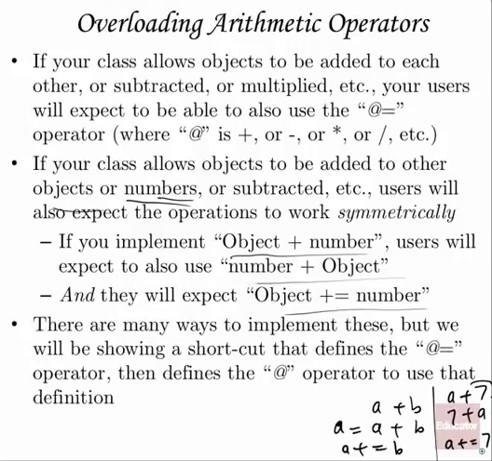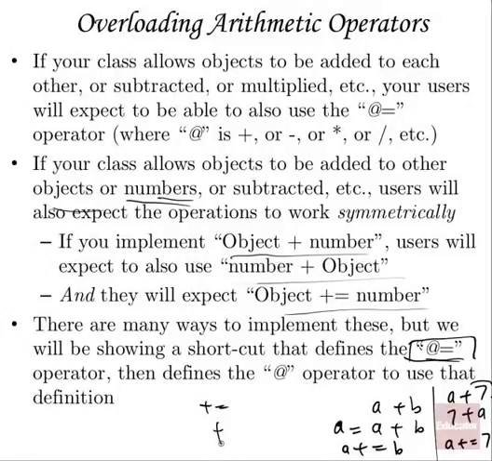Now, there are many ways that we can implement all of these. You can rewrite the code each time. You can copy the code. You can have temporary variables all over the place. We're going to use a quick shortcut that some people use, which is not intuitively obvious what's going on, so I'm going to try to explain all this. We're going to define the plus equal first, and then we're going to define plus that uses the plus equal in order to keep our code down.